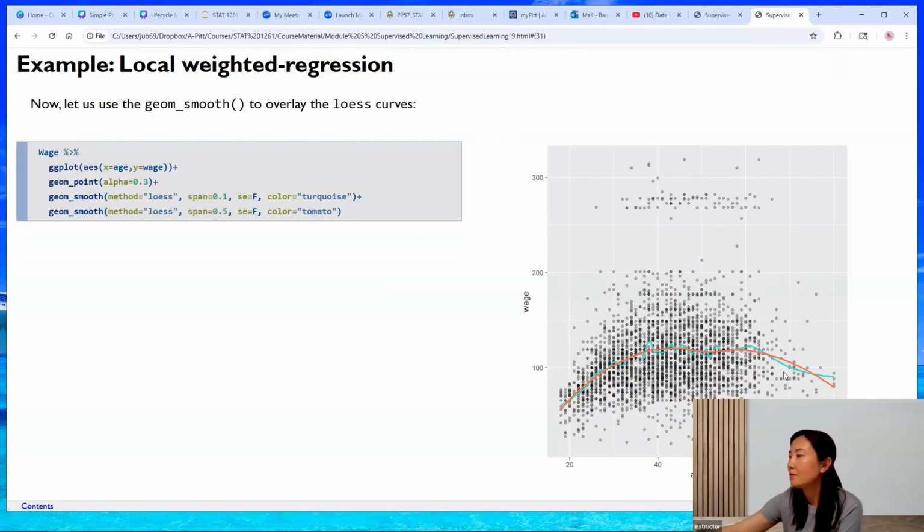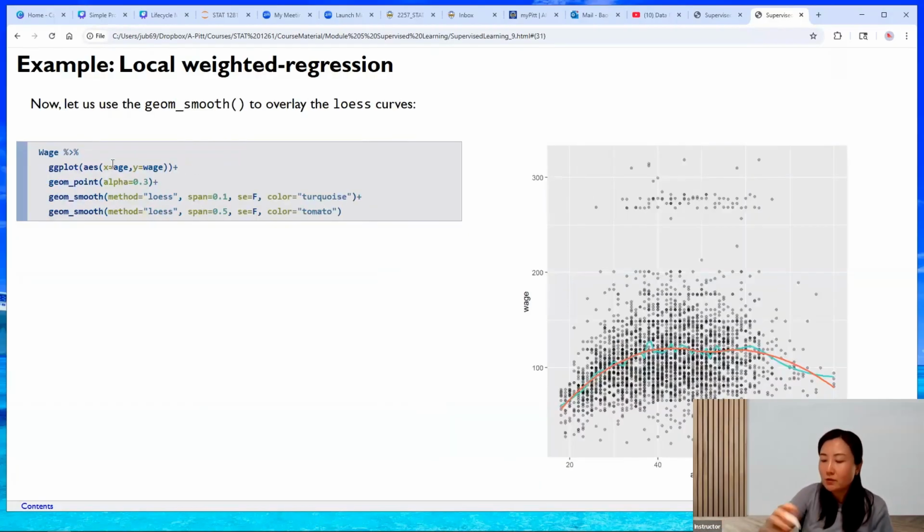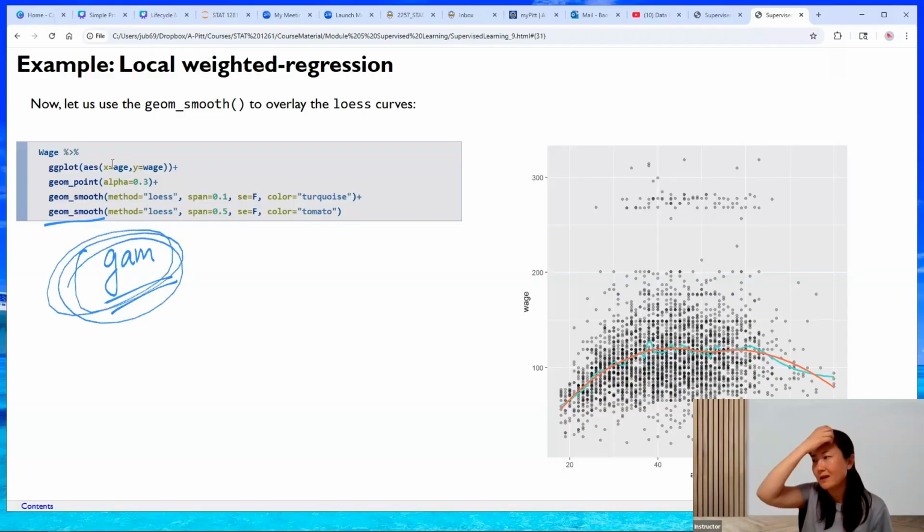You see the results are exactly the same, which means ggplot2 also uses the loess function to overlay the smooth curve. By default, it uses that. But for a very large data set, geom_smooth will actually use the gam function, generalized additive model. This is faster for bigger data sets.